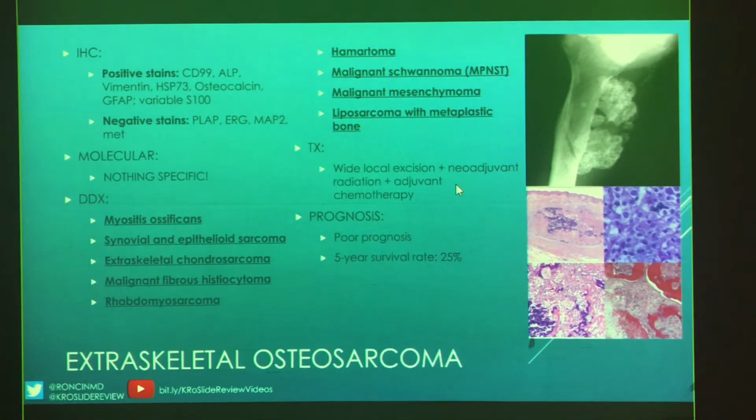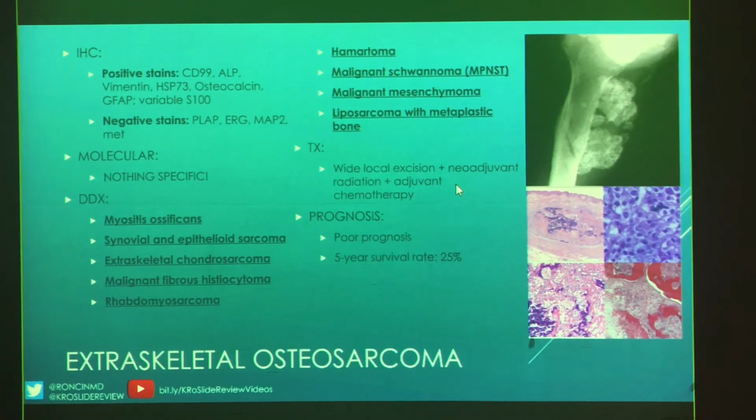Okay, so for stains, what do we have? CD99, ALP, Vimentin, okay, we'll say that a little tongue-in-cheek maybe, HSP73, osteocalcin, GFAP, and S100 will be variable. Your negative stains will be PLAP, ERG, MAP2, and MET. For molecular, there is nothing really specific for extraskeletal osteosarcoma, so really you just want to get rid of your other differentials either by morphology or with your stains.